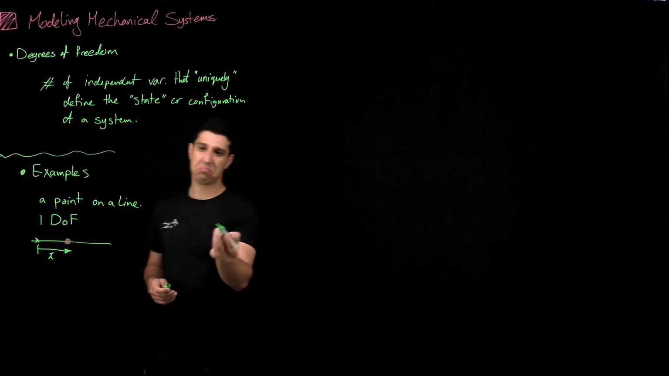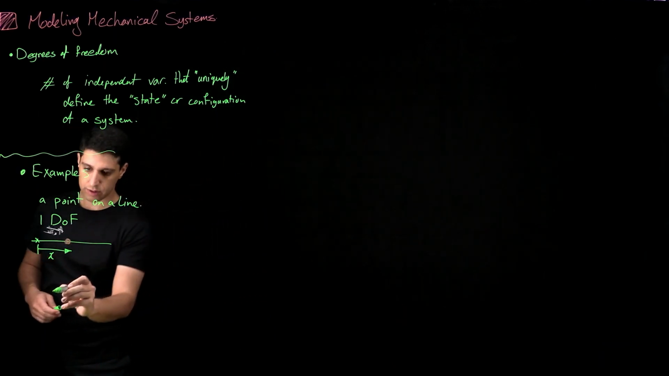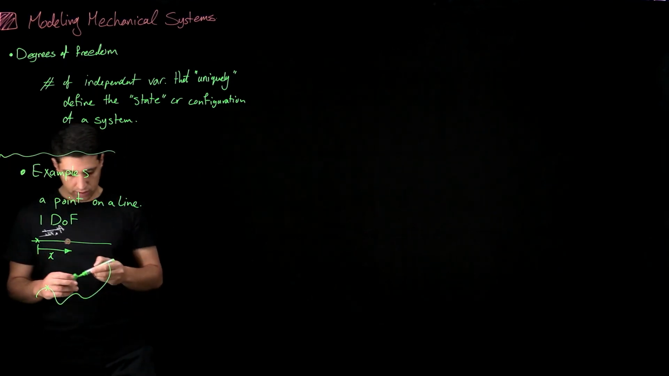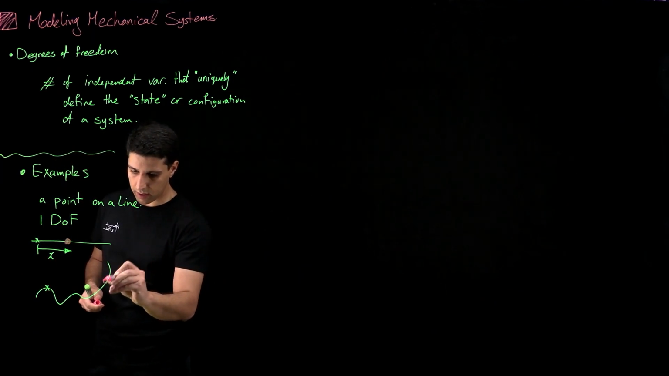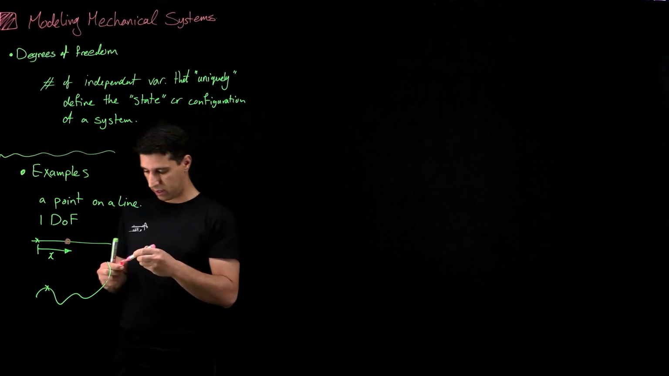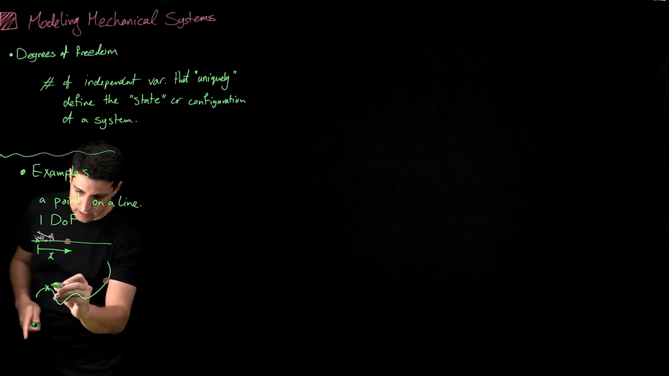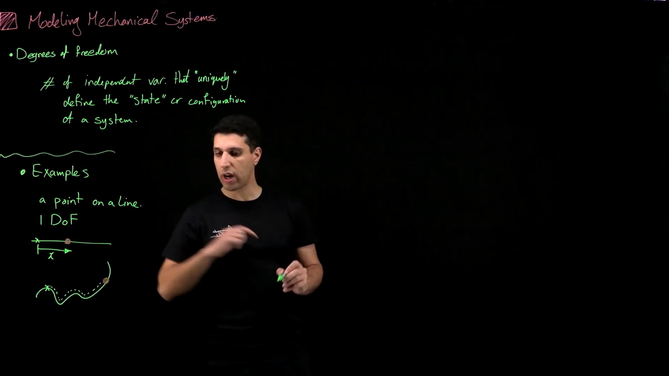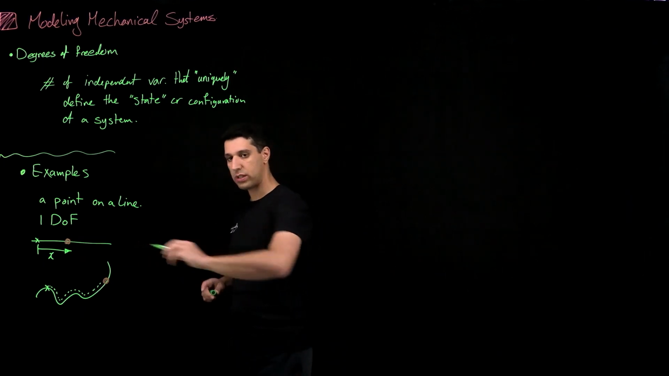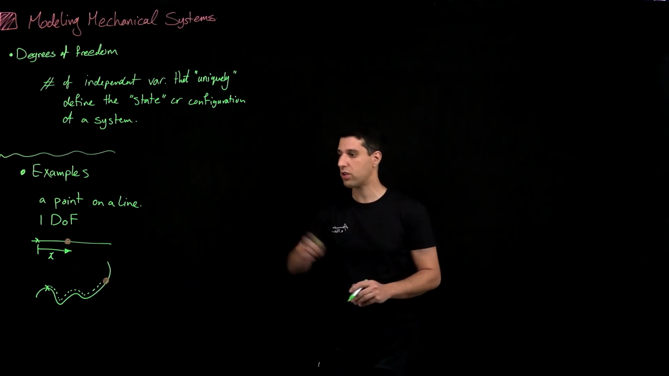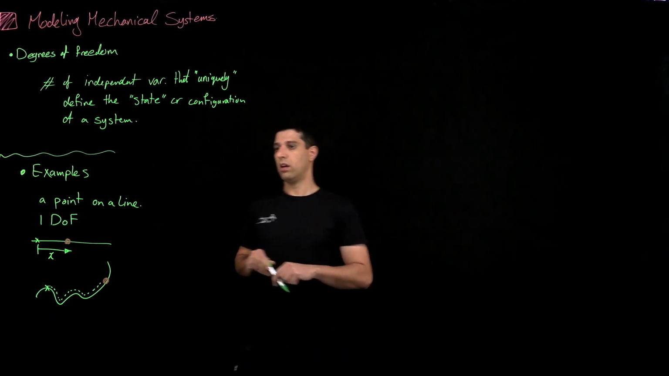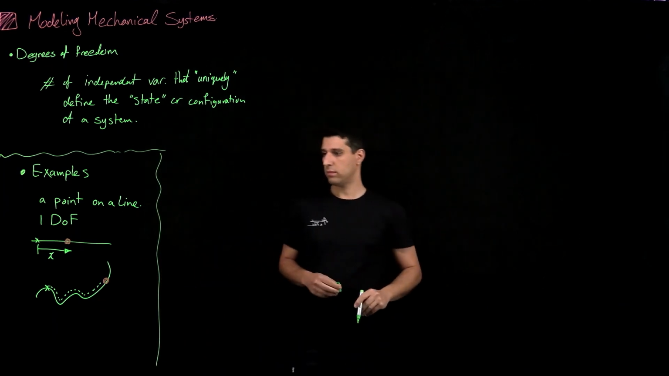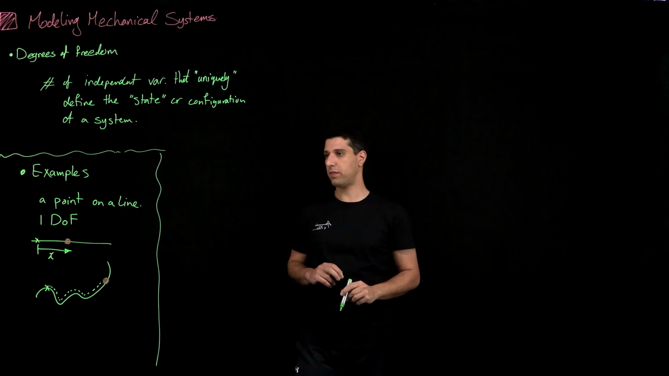It doesn't matter if the line is a straight line. For instance, if you have a curve, you can do the same thing. If you have a reference point and you have a point that is moving along that line, as long as you know the distance that the point has traveled to reach its current location, you can describe the system fully. So this system has 1 degree of freedom.